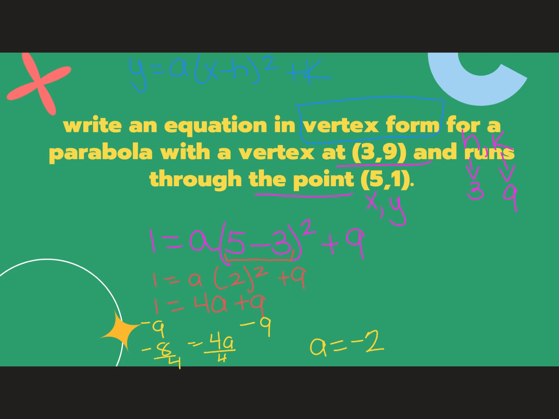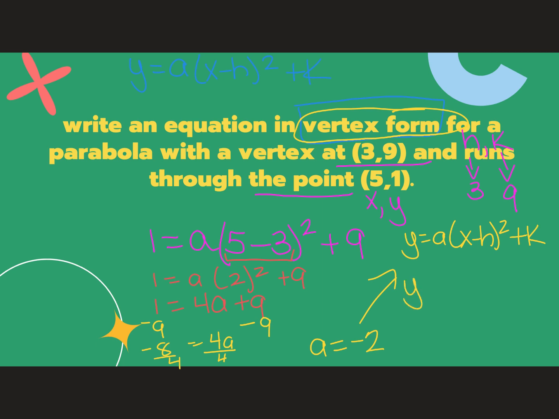Now, I'm not finished because my problem asked me to write the equation in vertex form. So now I'm just going to plug everything in. Vertex form, remember, is y equals a times (x minus h) squared plus k. So I have y equals, my a value is negative 2. Remember, we already know that the parabola is going to open down. x minus, I'm pulling the 3, the problem gave it to me, that vertex point 3, squared plus my k value, plus 9. And that is my final answer.